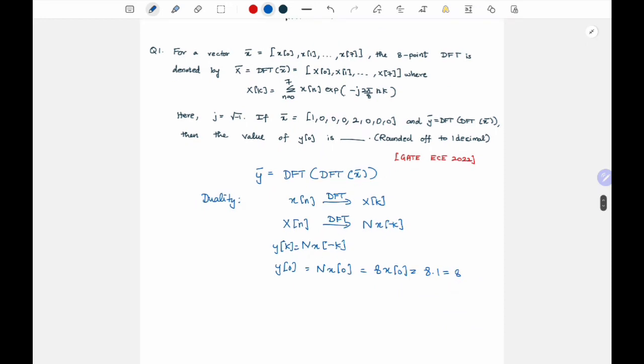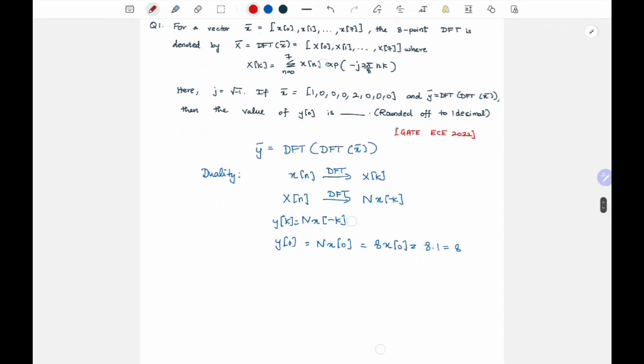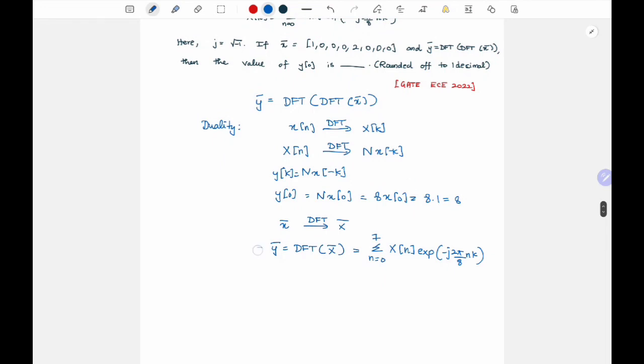But let's say you don't remember this formula, you forgot in the exam. Then what do you have to do? Then you have to go back to your basics. So you already have the DFT of x, right? You have X of k. So your Y bar is nothing but DFT of this X, right? And this is nothing but, if you use this formula, n equal to 0 to 7, X of n exponential of minus j 2 pi by 8 nk. So this is nothing but your y of k.